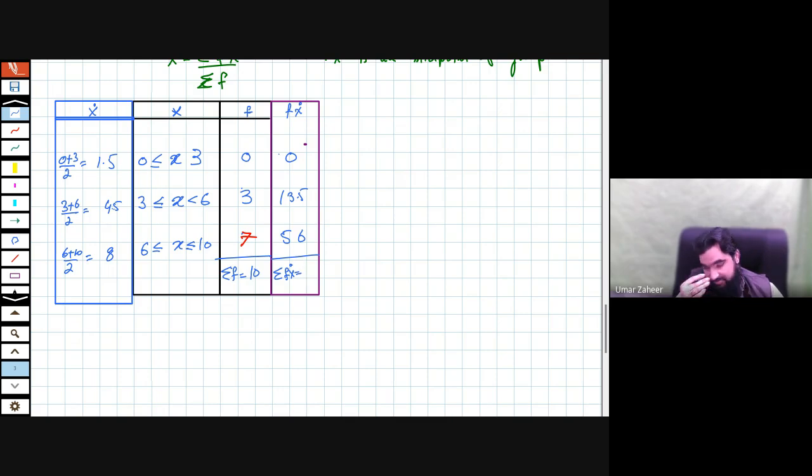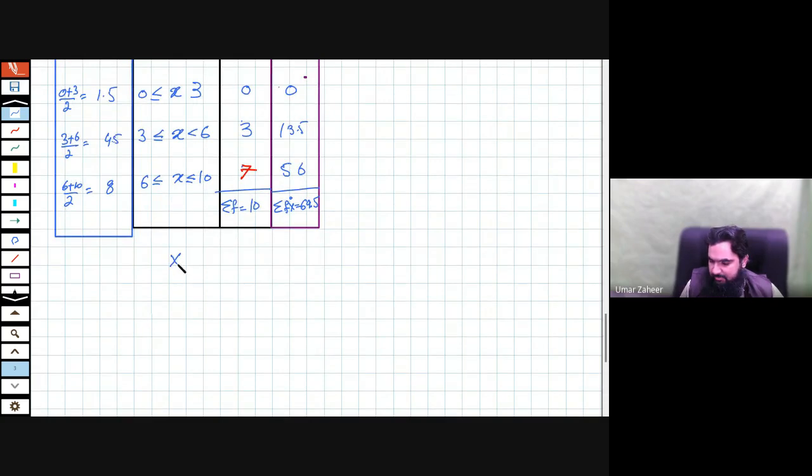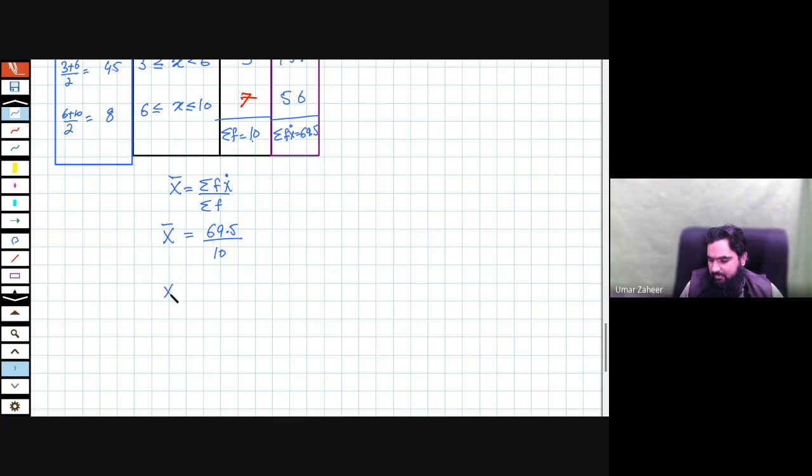Everyone, during the class, you must have a calculator. Just add the values, please. 13.5 plus 56 is 69.5. Now we have to find the mean. I just told you the formula for the mean is summation of f of x dot divided by summation of f. The summation of f of x dot that we found is 69.5, and the summation of f is 10. So if you divide, it will be 6.95.